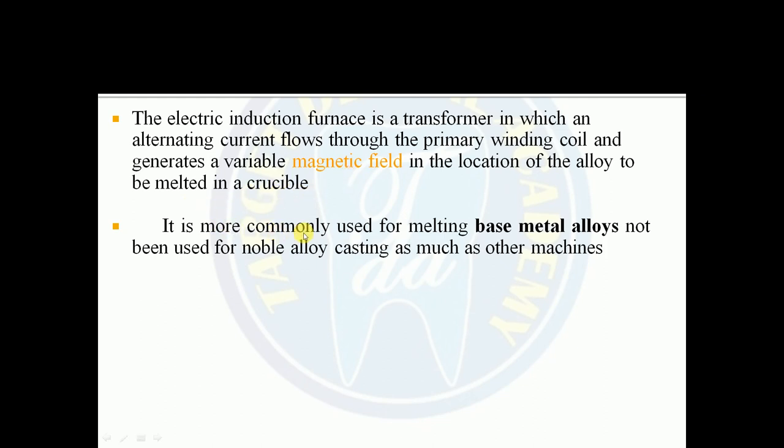It is more commonly used for melting base metal alloys, not used for noble metal casting. It is a very important point: this is basically used for melting base metal alloys, not used in noble metal alloy casting.